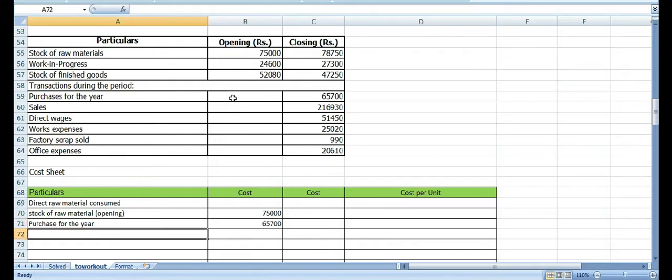Next we have to know whether carriage inward is mentioned. In this case no carriage inward cost is given, so we are not adding that. And then we have to identify the closing stock of raw material, that we have to subtract. Here the closing stock of raw material is 78,750. For subtracting I have mentioned a minus sign. So it will give you the direct raw material consumed.